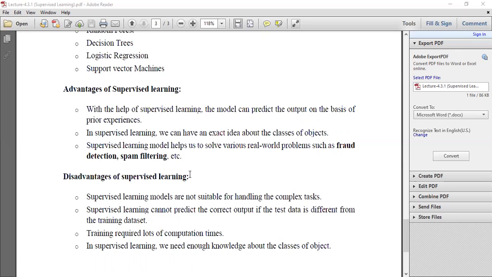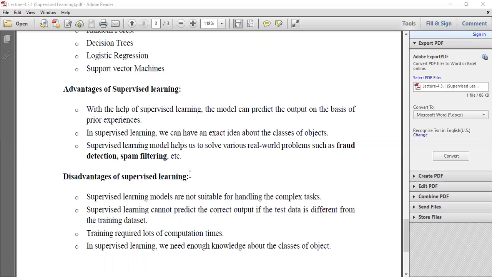Okay. And the disadvantages of supervised learning: supervised learning models are not suitable for handling complex tasks. Because you have to train your data, it is a very complex situation. If your data is also complex, you have to train all the data. So it is a very difficult task to train your complete data. It is not suitable for complex tasks.